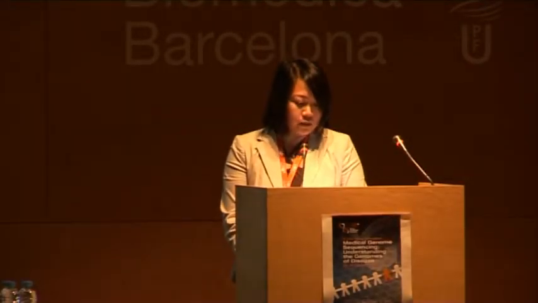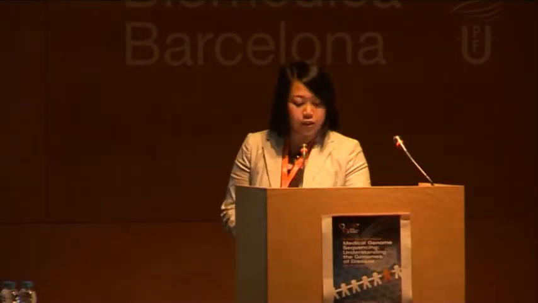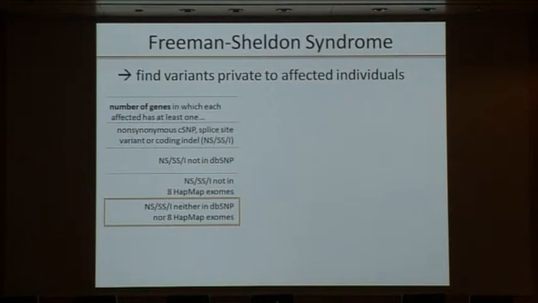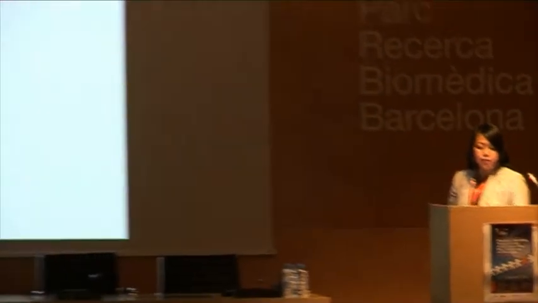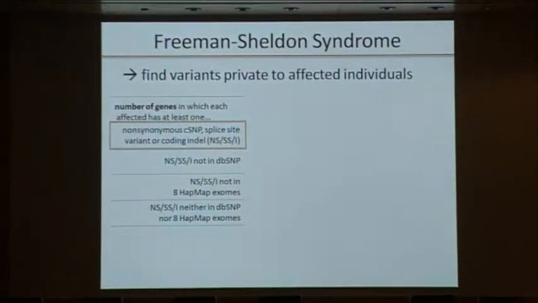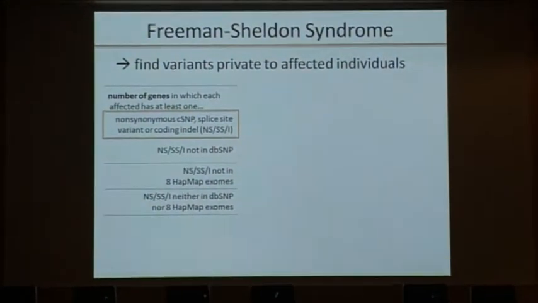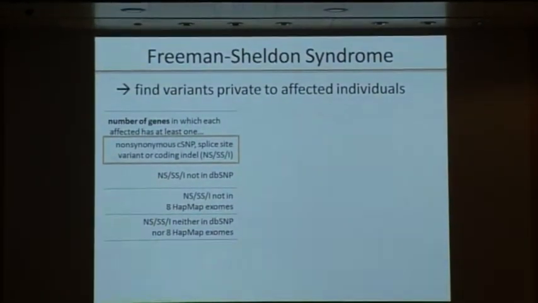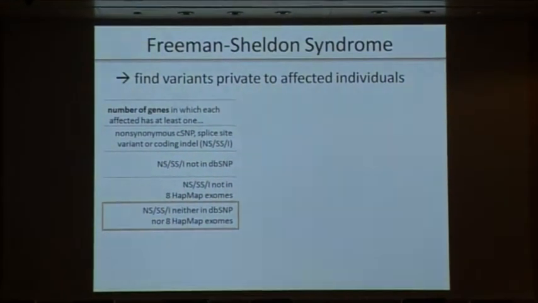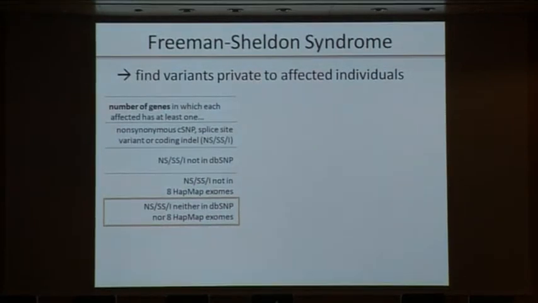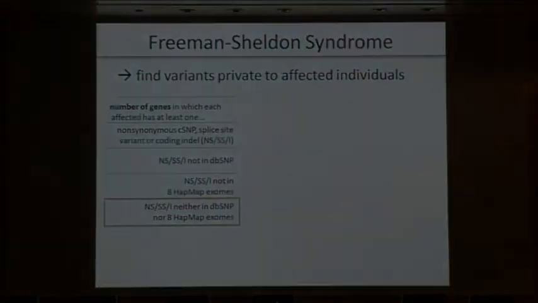any other controls. So this is a table showing what I showed in a graphic earlier. The first thing we're asking is what are the number of genes in which we have at least one protein altering variant, and we define that as non-synonymous, coding indel or splice site variant. And then right at the bottom, we require that the variant is not in dbSNP, or at that time, not in 8 HapMap control exomes.